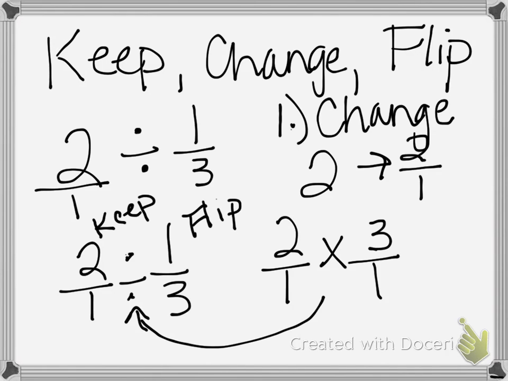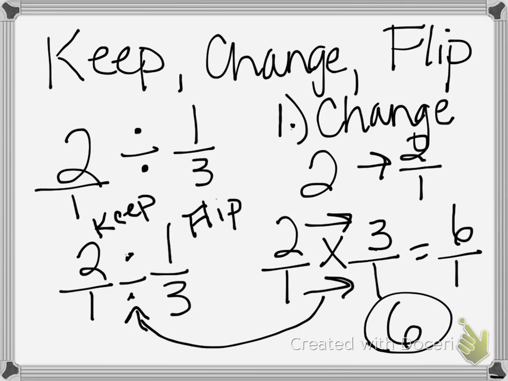So we're going to get this fraction's reciprocal. That means just flipping it upside down. Then we follow the multiplying steps, which say multiply straight across. So 2 times 3 is 6. 1 times 1 is 1. Any number over 1 is that number as a whole. So our final answer here is 6. Pretty simple. Let's try one more.